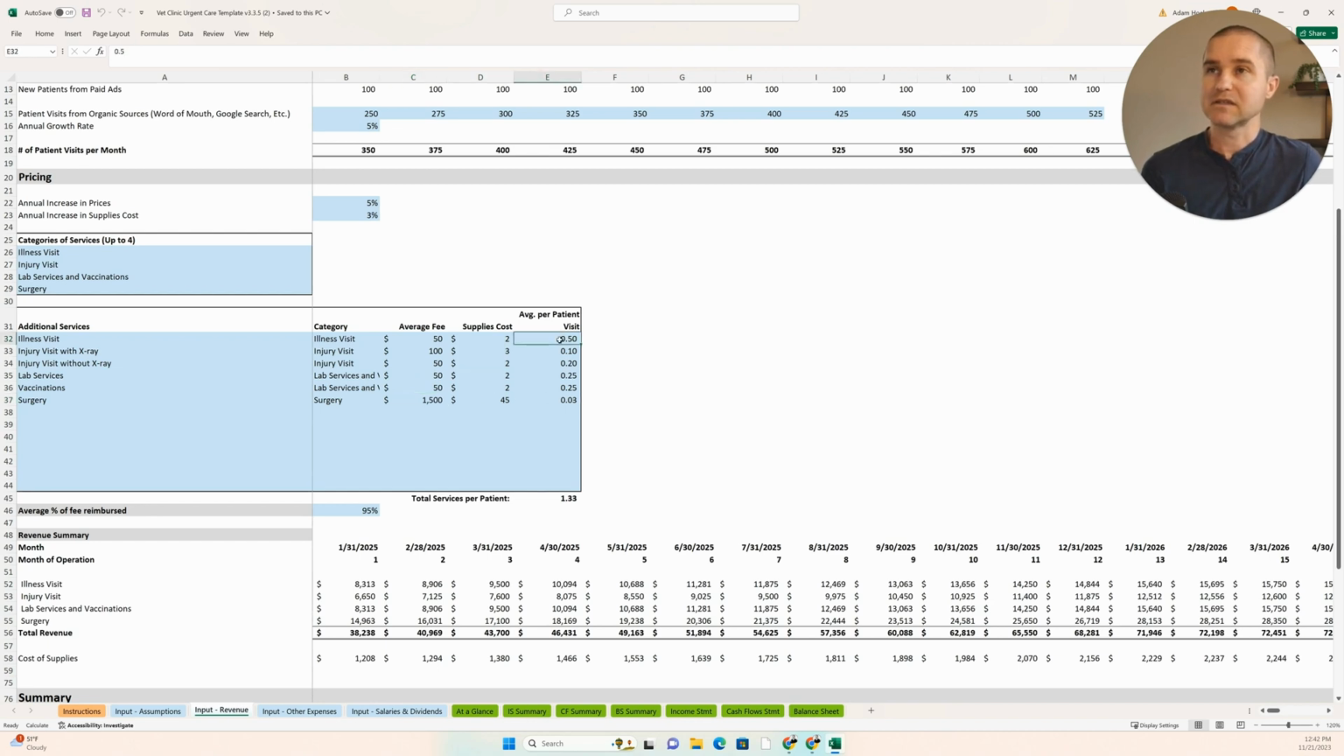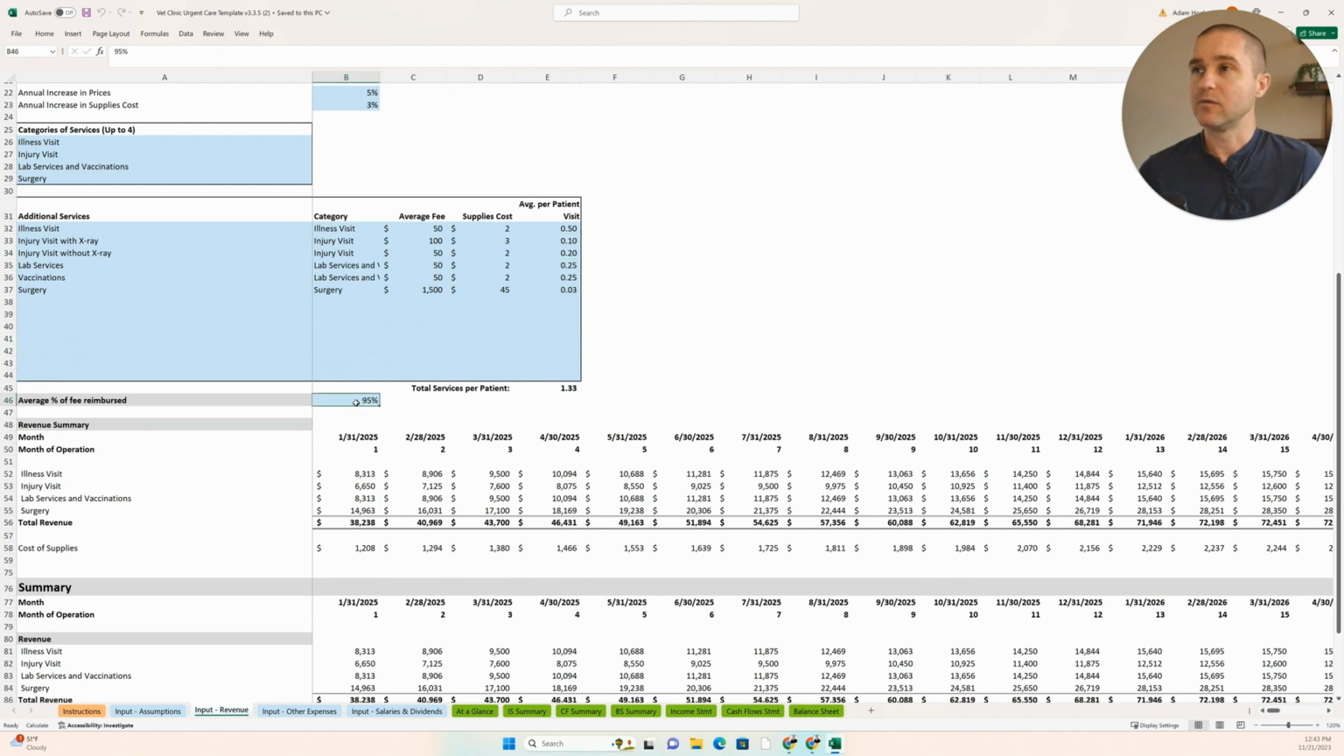And then this is the average number of times per patient visit that these different services will be utilized. Essentially, the way you can think about this is if I put in 0.5 for an illness visit, that's assuming that 50% of these 350 patients will be for an illness visit. 10% will be for an injury visit with an x-ray. And this can actually add up to over 100% because a patient may come in for an illness visit and also need some lab services done as well, right?